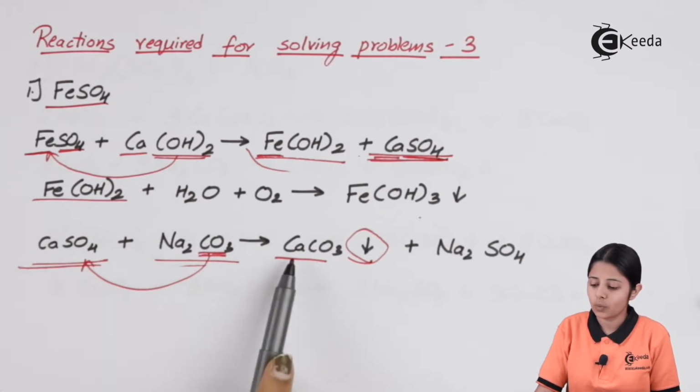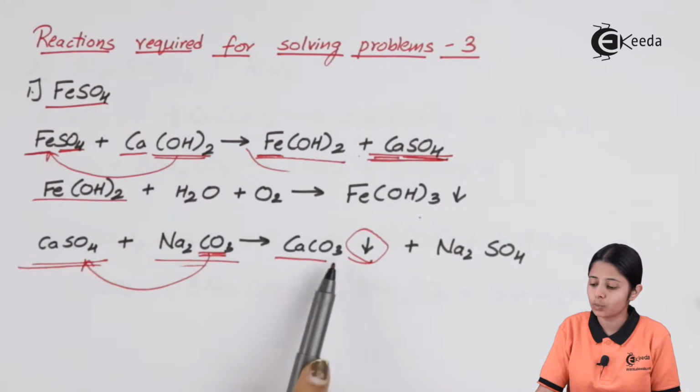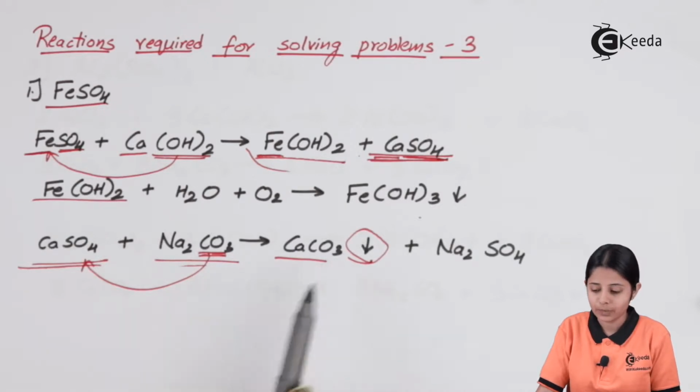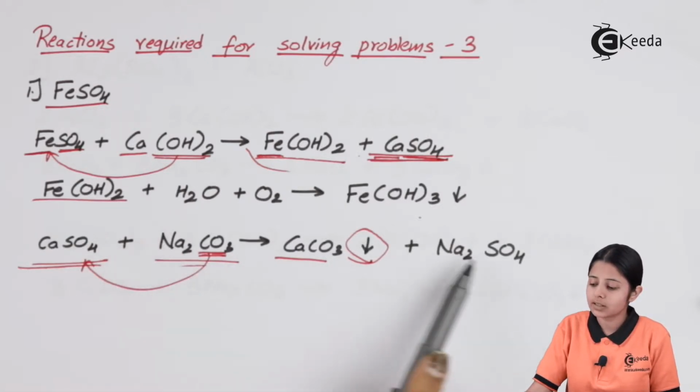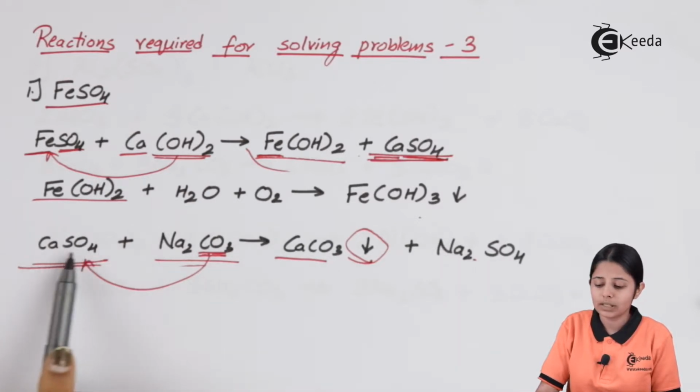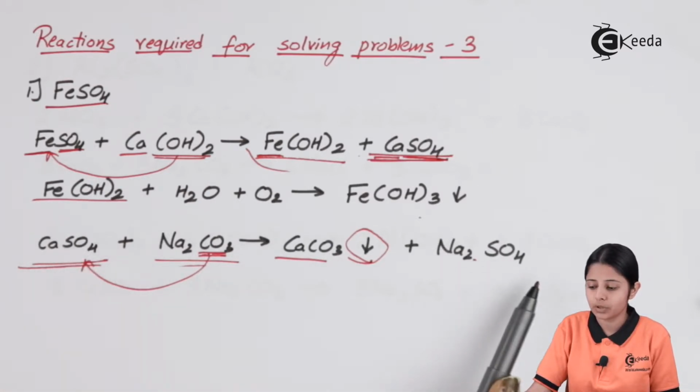I have 1 Ca, 1 Ca. I have 1 CO3 group over here, 1 CO3 group over here. I have 2 Na on the reactant side, 2 Na on the product side, 1 SO4 on the reactant side, 1 SO4 on the product side.